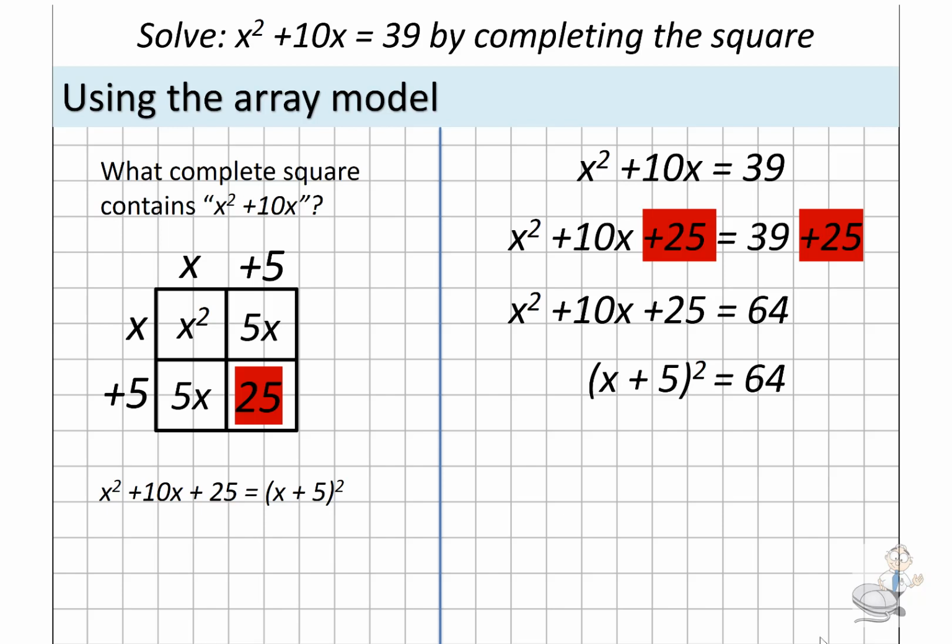So now we can rewrite the left hand side as x plus 5 to be squared. Be careful now, when we square root both sides, we realize that there is a positive and a negative answer to this. So this gives us two solutions, that x could be 3 or also it could be negative 13.